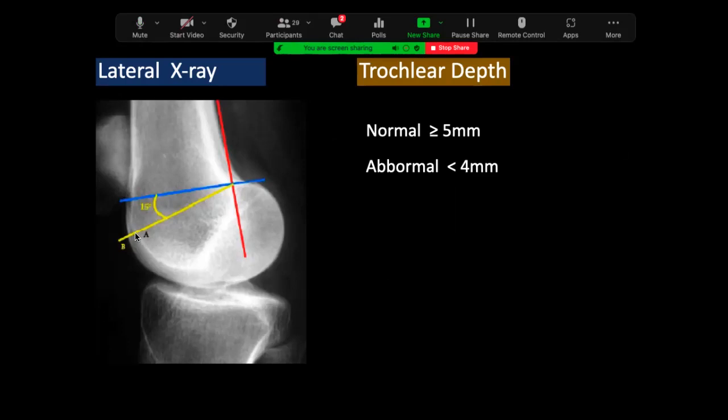This A to B distance is the trochlear depth. So normal is more than or equal to 5 mm. If it is less than 4 mm, then there is trochlear dysplasia. It is said that the trochlea is shallow, and if the trochlear depth is less than 4 mm, then trochlear dysplasia is suspected.